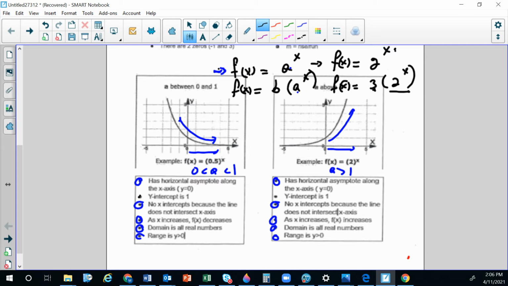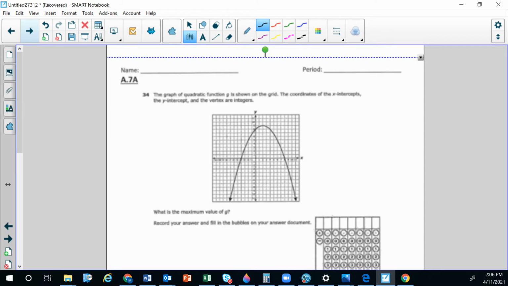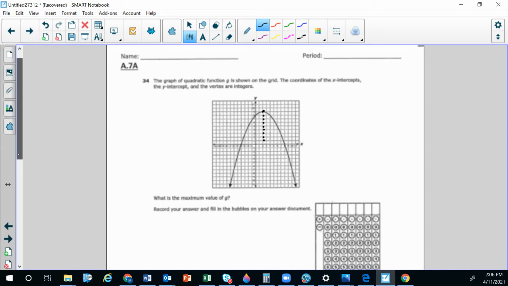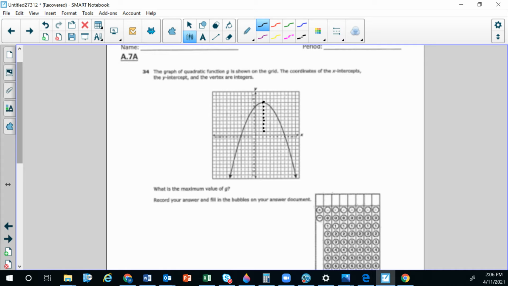Okay, I think that's all for exponential now. So let's move on to our first example. Here you have a parabola. It faces down, and it wants to know what is the maximum value of the graph. So the maximum value is going to occur right about here. So let's see what that point is. 1, 2, 3, 4, 5, 6, 7, 8, 9. So that is 9. So the maximum value for that graph is 9.